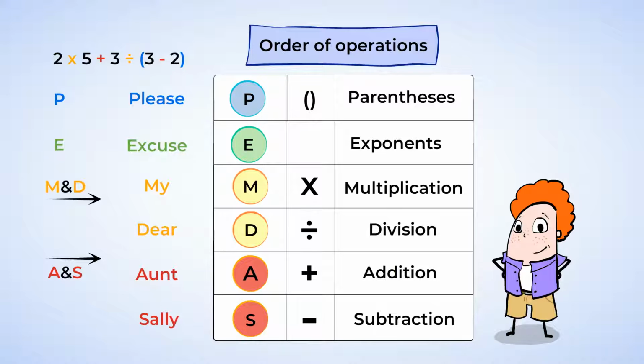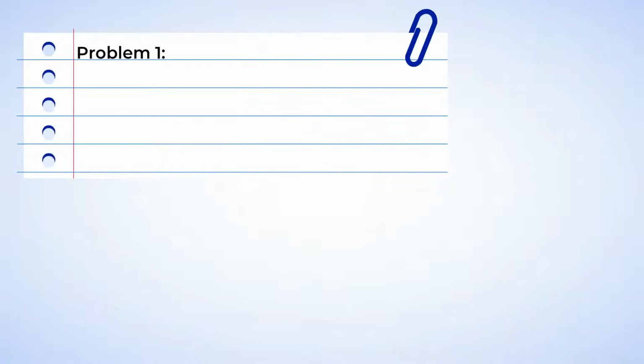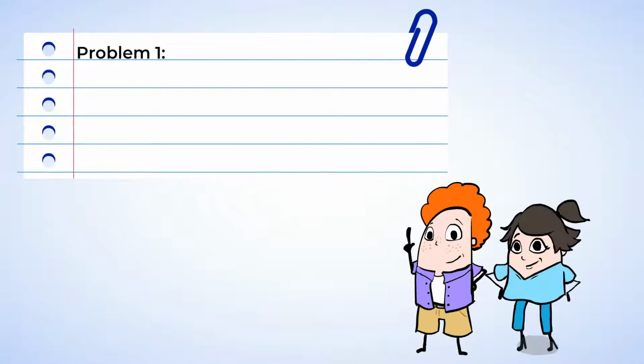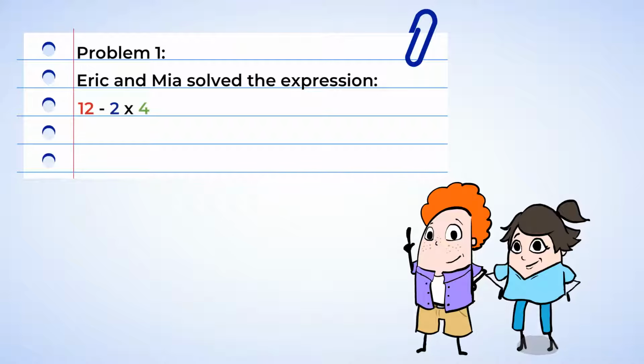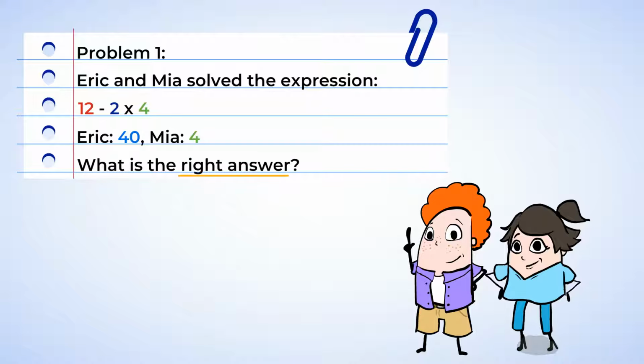All right, now that we know about the order of operations, let's see if we can help Eric and Mia. They solved the expression 12 minus 2 times 4. And Eric got an answer of 40, and Mia got an answer of 4. Uh-oh. Now, why did they get different answers? Let's take a look at what they did and find the right answer.